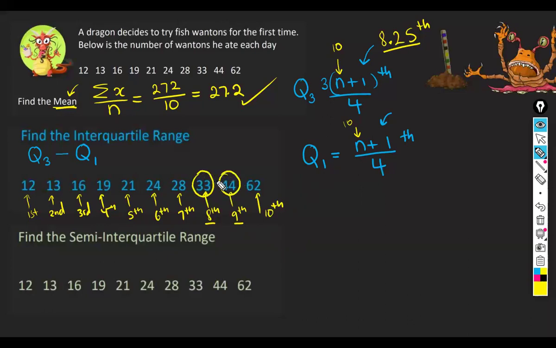How do you find out if something is in between? You add the two of them and divide by 2. So add 33 and 44 and divide by 2. 33 plus 44 will give you 77, divided by 2. I'm getting 38.5 for Q3. That's the final answer for Q3. Anybody could agree with that? Q3 itself is 38.5.